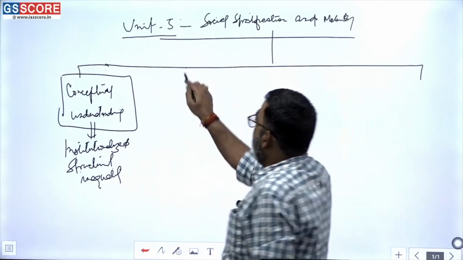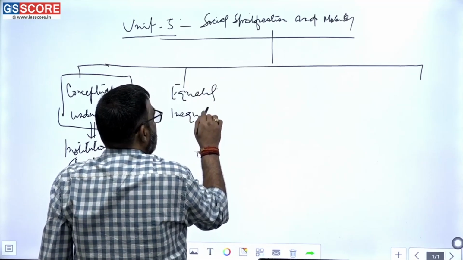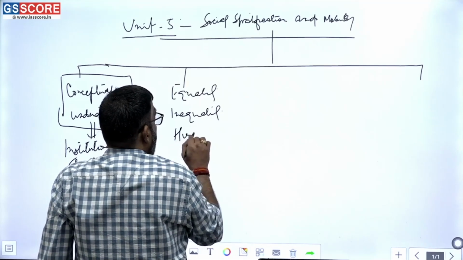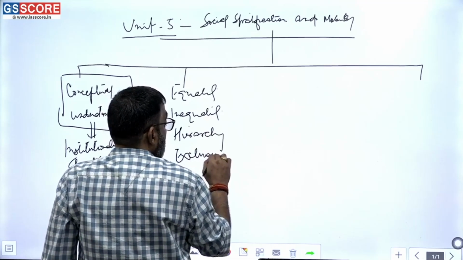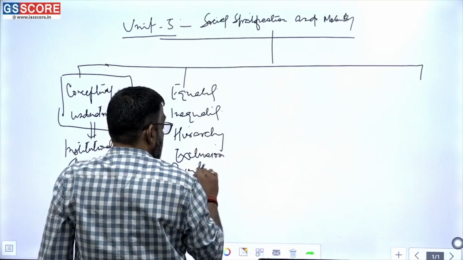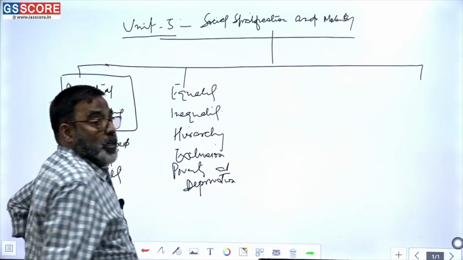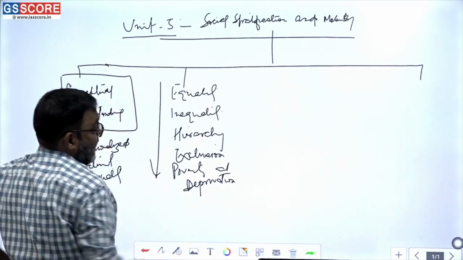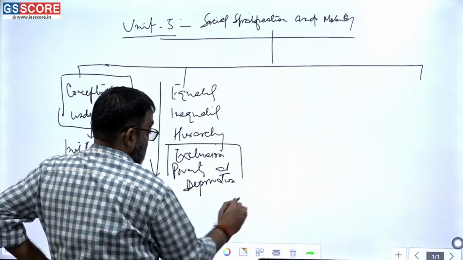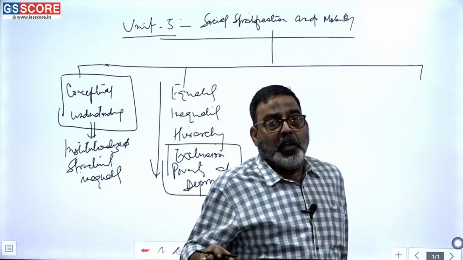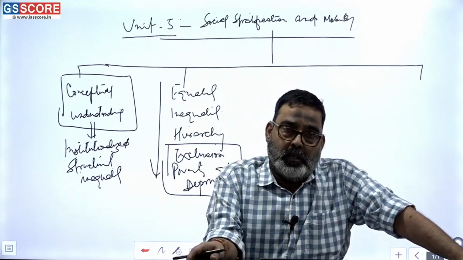So you pick up this way, right from here: equality, inequality, hierarchy, exclusion, poverty, and deprivation. This same debate will also be part of our second paper. And precisely you will find these words and certain questions there. Some have been excluded from the society and some excluded themselves from the society.